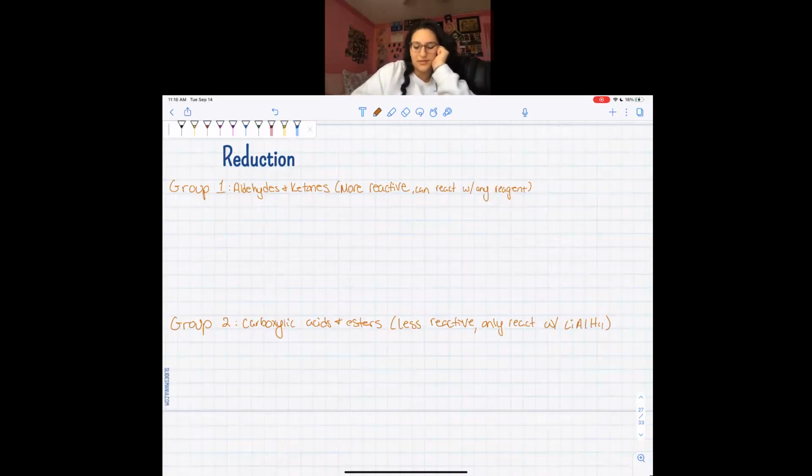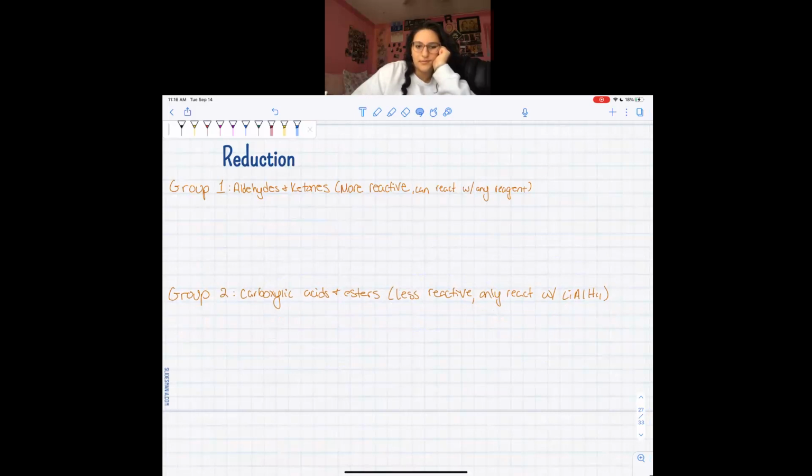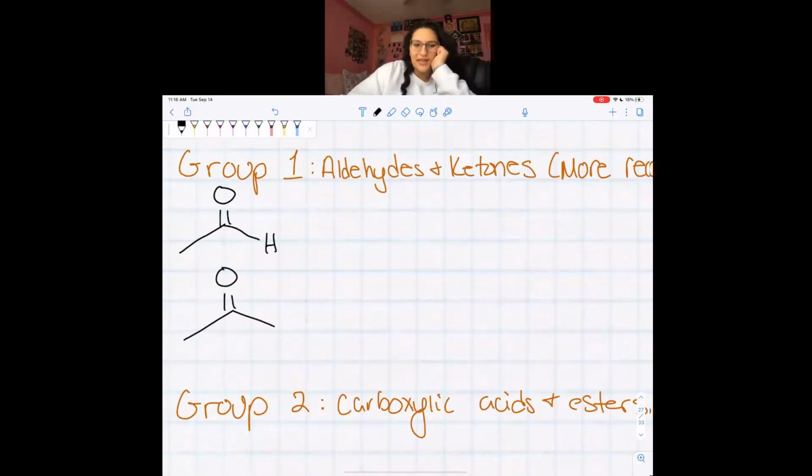Okay, so group one, like I said, is going to be aldehydes and ketones. And at this point, we're just going to go through the simplified reaction. We're not going to go through every single step. I just want you to know that we can use either reagent, and we're going to have H2O at the end.